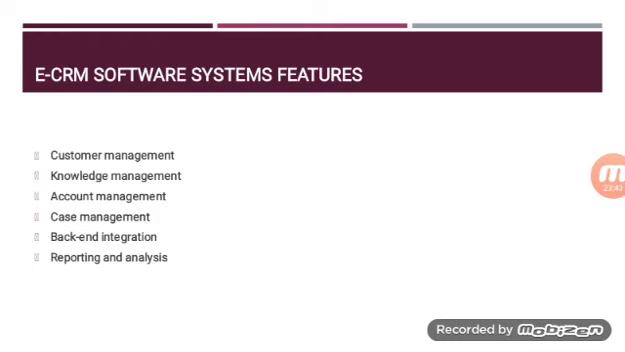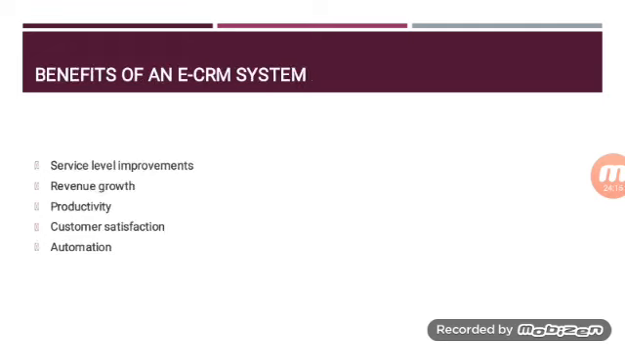Reporting and analysis also takes into account the consumer's behavior, what type of behavior the consumer has portrayed towards your business. So that is reporting and analysis. So altogether there are about 6 features of the eCRM system that we have already looked into. I hope that you are still fine with me. Okay, got it guys? Let's move on to the next one, which is benefits of the eCRM system.